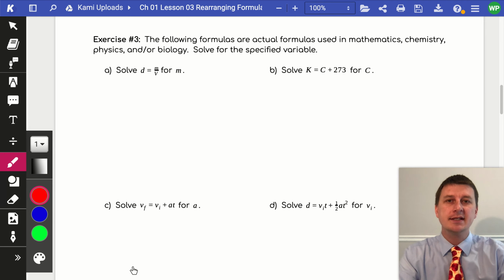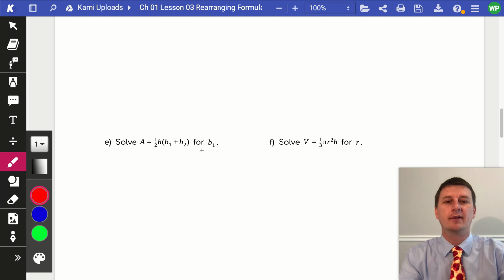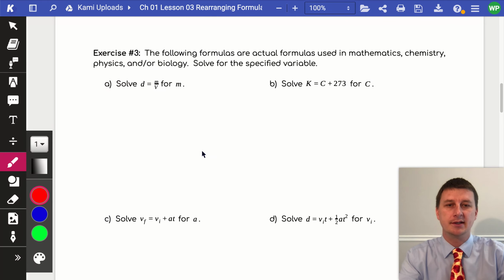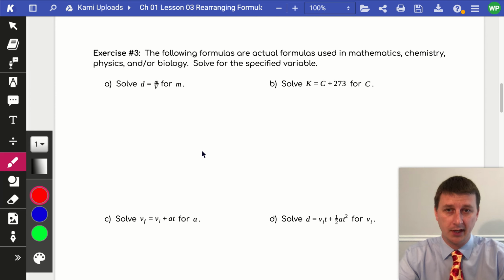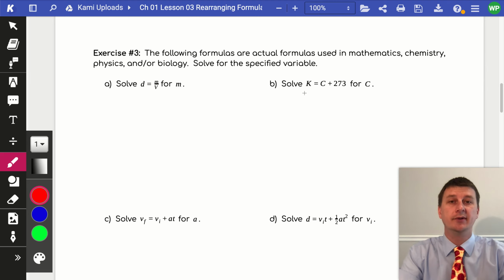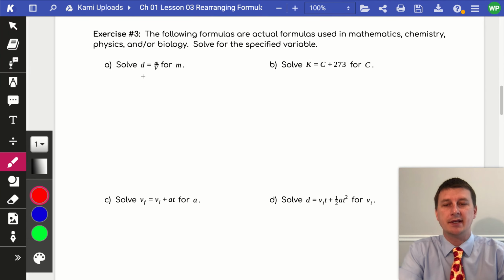Algebra 1. And in this video, we're going to be looking at 6 different formulas that are used in all sorts of math and science, and we're going to be solving for a given variable. We're going to be rearranging that formula in a way that it asks us to. So it says that these are actual formulas used in math, chemistry, physics, and/or biology. And we're going to solve for the specified value.